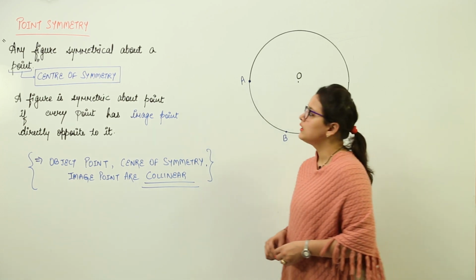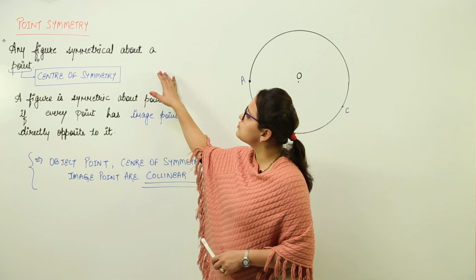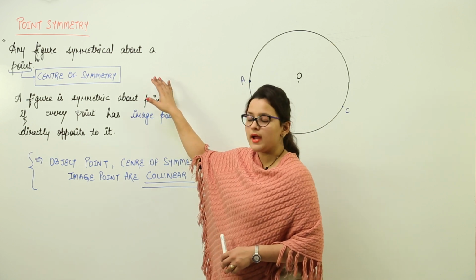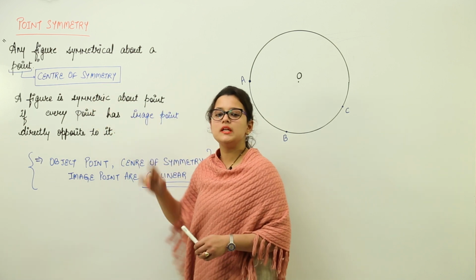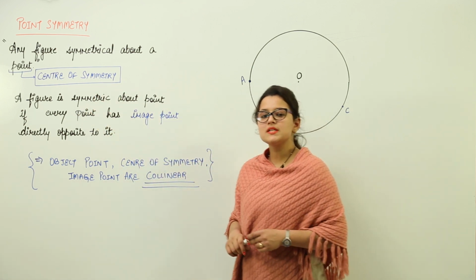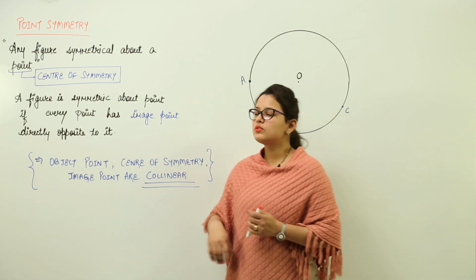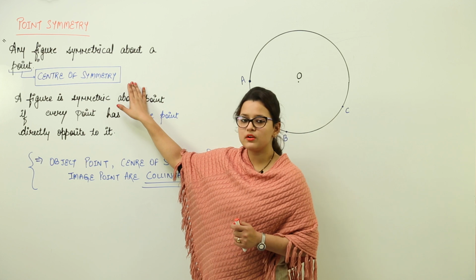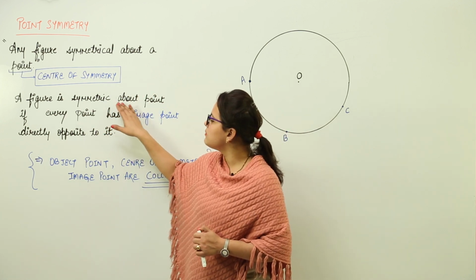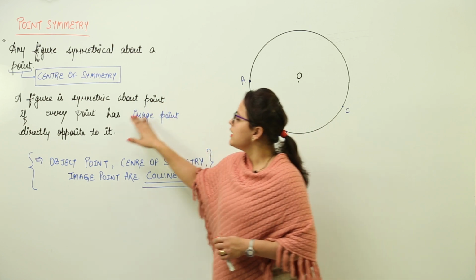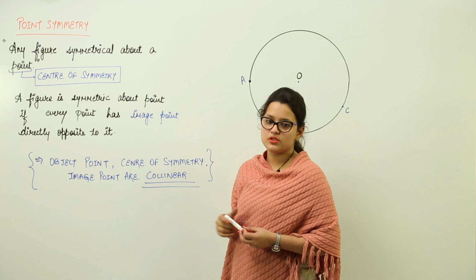Point symmetry. Now point symmetry is one in which we have any figure symmetrical about a point, and that point will be known as the center of symmetry. Because we are dealing with point symmetry, we must have a point about which we have symmetry, so that point will be known as the center of symmetry.